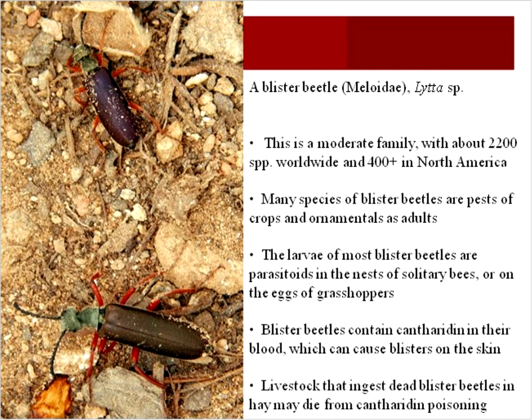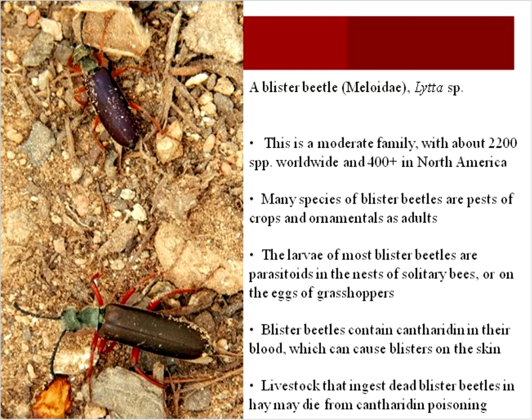The larvae of most species of blister beetles are actually parasites, or actually parasitoids, we call them, and they are either in the nests of solitary bees, like many of the ground nesting bees, or they feed in the eggs of grasshoppers, which are deposited in kind of a pod or capsule in the soil.